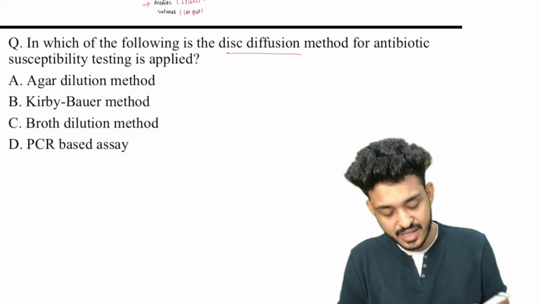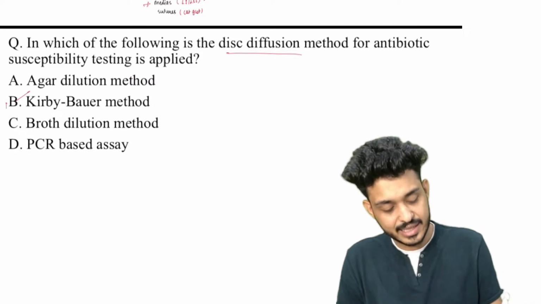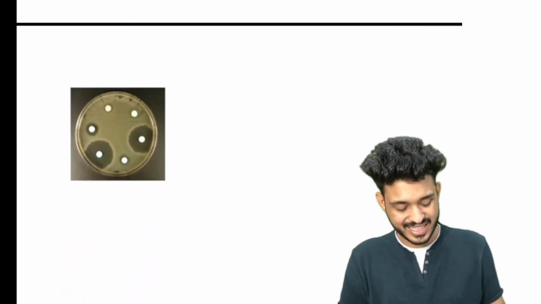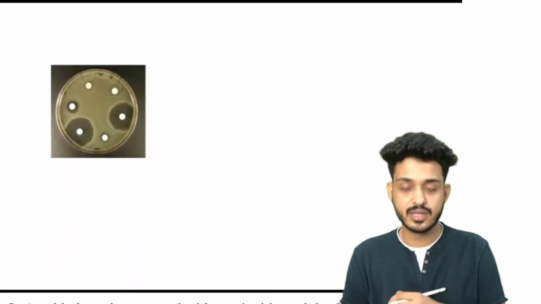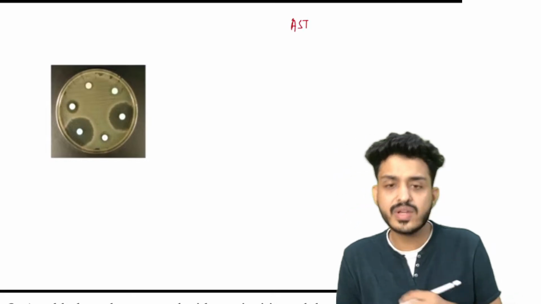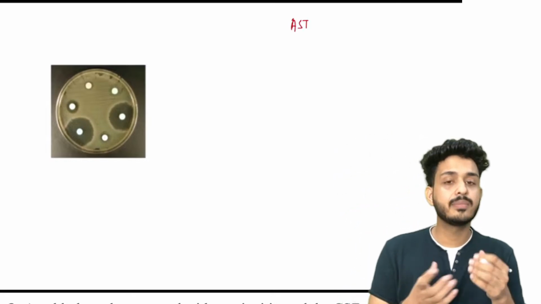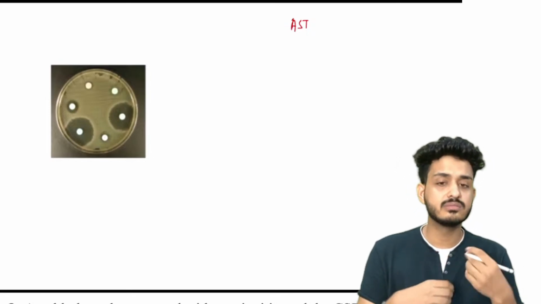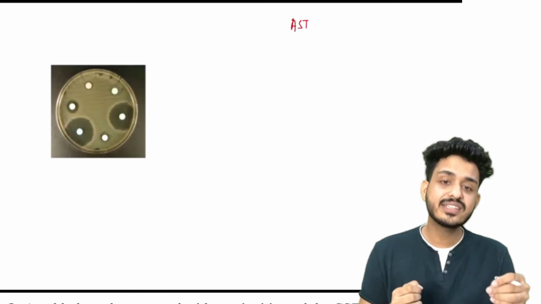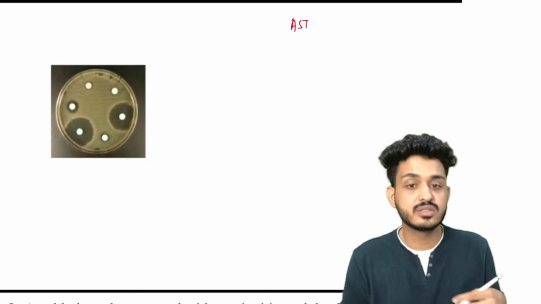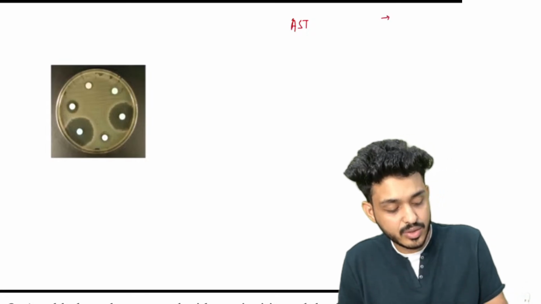Remember guys, we are using a test that is known as Kirby-Bauer disk diffusion test. Let me teach you what it is. This is your antibiotic susceptibility testing, AST. For example, you are having some kind of infection in the body. You will give the sample, right? The microbiologist will try to grow that sample.